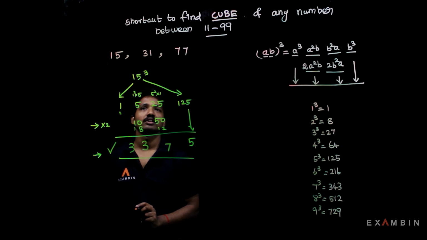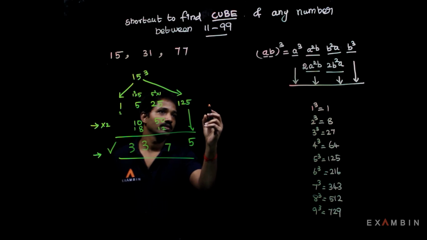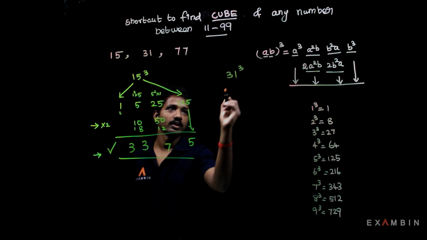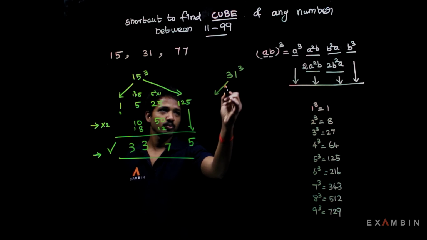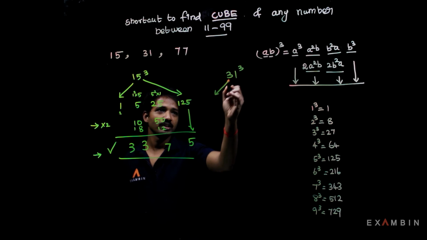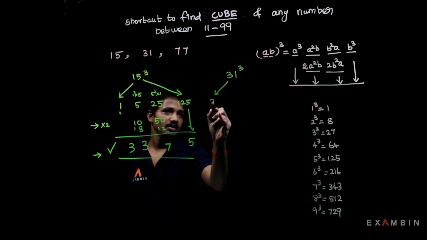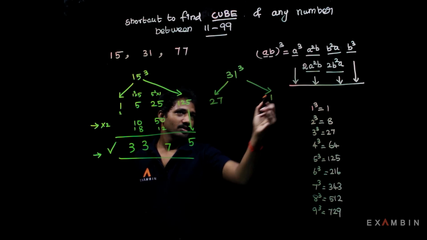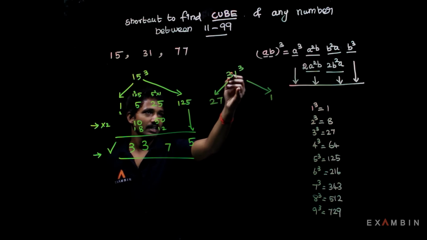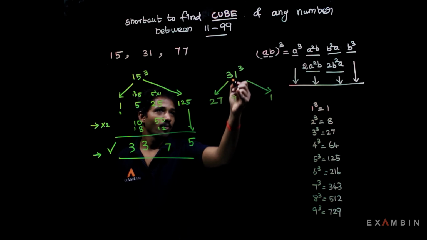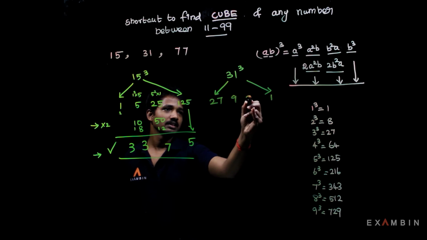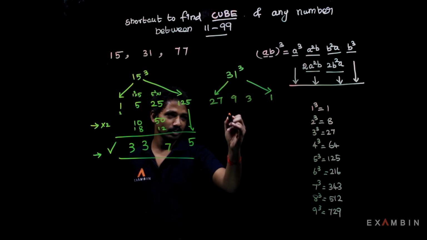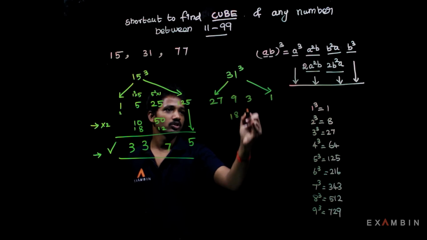Now let us see the cube value of 31. 31 cube. Again, the first step would be cubing the first value. 3 cube is 27. 1 cube is 1. 3 squared into 1, 9. 1 squared into 3, 3. Multiply these two numbers by 2. 9 into 2, 18. 3 into 2, 6.